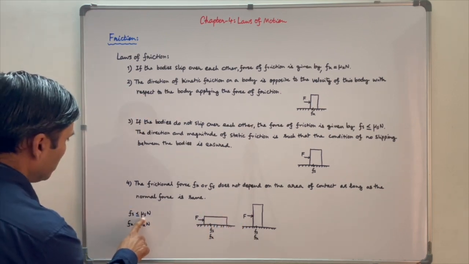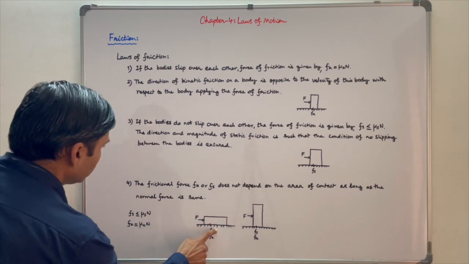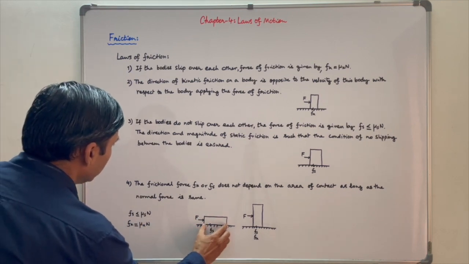Coefficient of static friction μs depends on the material of the objects and the roughness of two surfaces in contact.